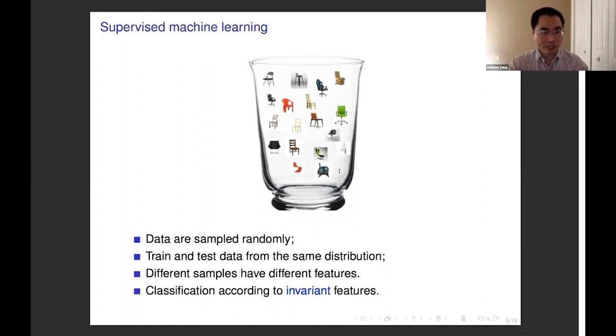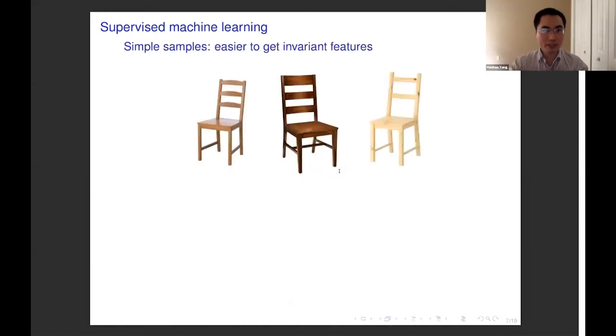Let me use another example to talk in more detail about self-paced learning: image classification in supervised machine learning. In supervised machine learning, we usually assume that data are randomly sampled from a data distribution. The training data and the test data are from the same distribution, and different samples might have different features, but we want to train a neural network to learn some invariant features to make classification.